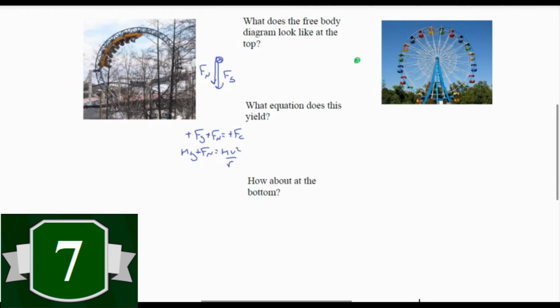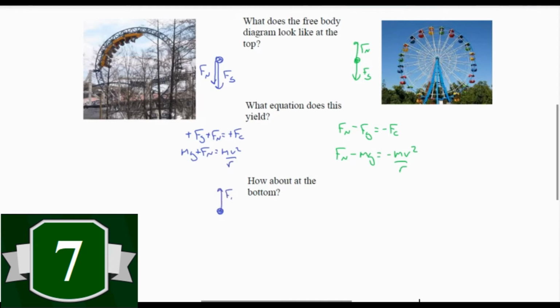At the top of the Ferris wheel, gravity is down, but the normal force is up because the chair is underneath you. The centripetal force is still down toward the center of the circle. So you get normal force minus the force due to gravity equals minus centripetal force, or Fn minus mg equals minus mv squared over r. See, the equations are a little bit different.